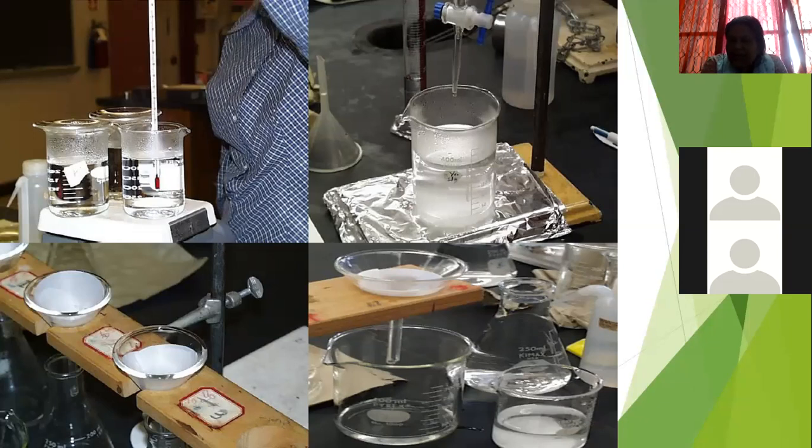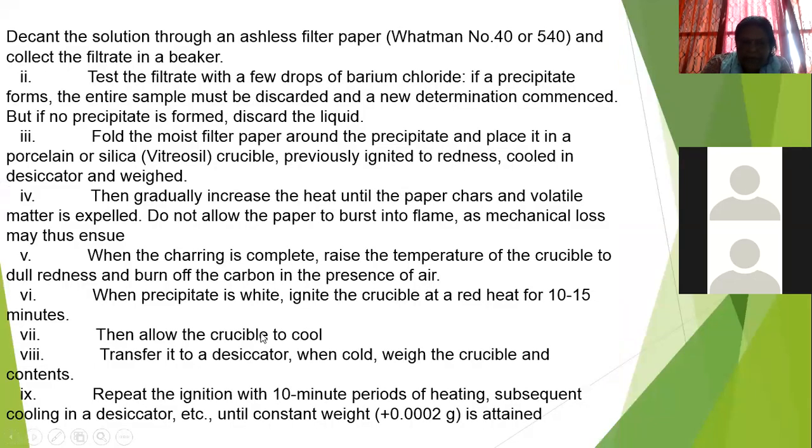Again in the filtrate, you go on adding the barium chloride, and see whether any precipitate is coming out. If with the filtrate also there is no precipitate coming out, that means you have precipitated out all the sulfate which is present in the solution. Is that clear? So that is the procedure. So do the filtration, check the filtrate for the sulfate.